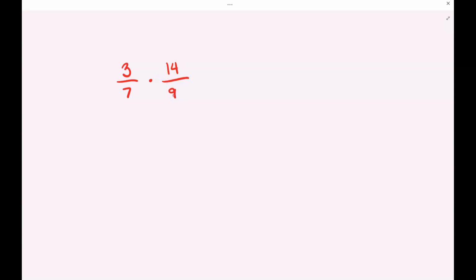Now, there are two ways that we can multiply this out, right? We can either multiply the actual fractions together and then simplify. So you have 3 times 14, we would have 42. And then 7 times 9, we have 63. And then we would say, oh, okay, well, that can simplify. 42 over 63 reduces to 2/3, right?